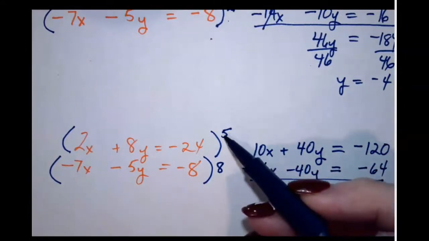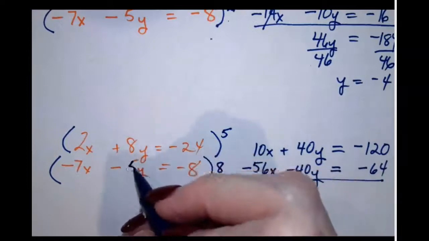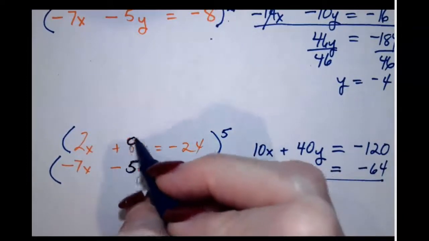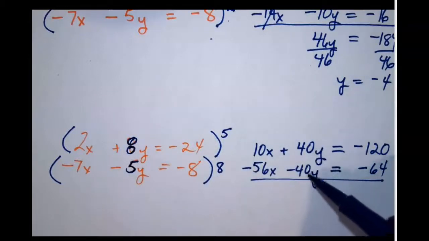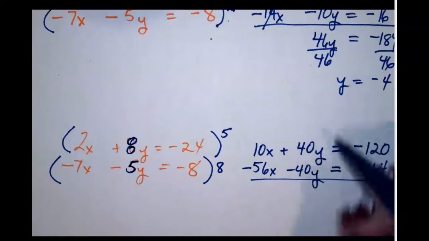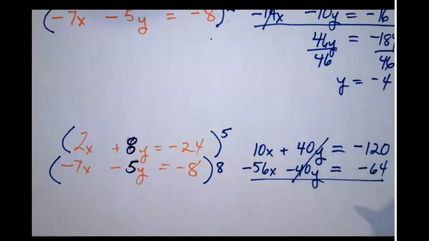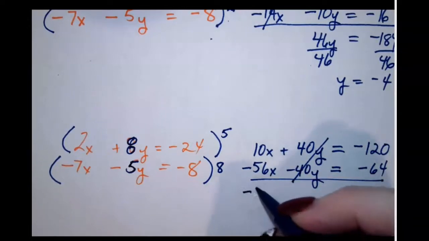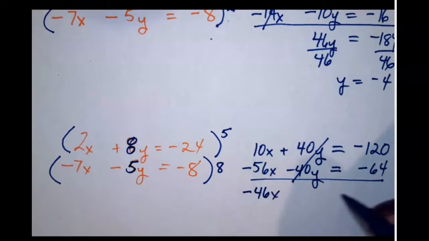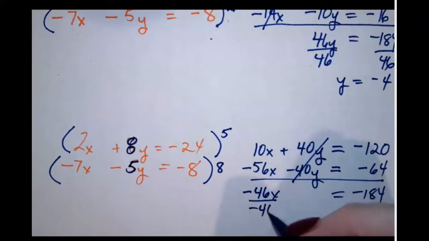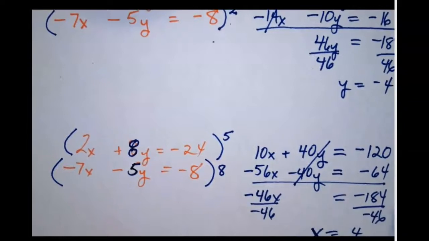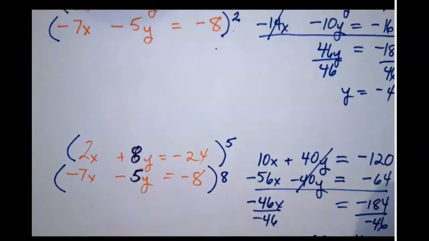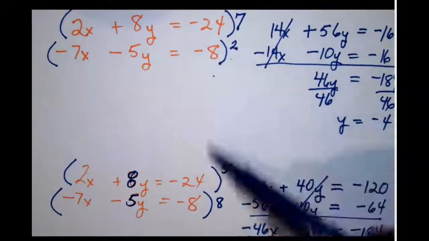Okay, because I multiplied this one by 5, because see, here's the 5, and I multiplied this one by 8, because there's the 8, I now eliminate the y's. 40, negative 40. And now I can go ahead and finish my problem. But 46x is equal to negative 184, divided by negative 46, divided by negative 46. x equals 4.